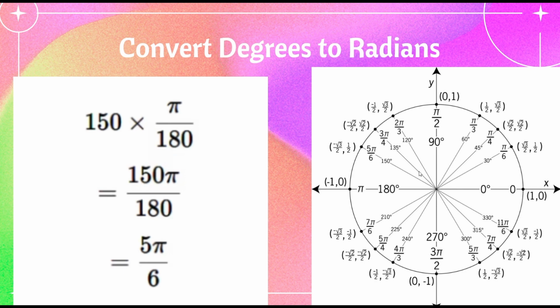We can also use the trig circle as a reference, and when we look over here at 150 degrees, we can see that it is equivalent to 5 pi over 6.